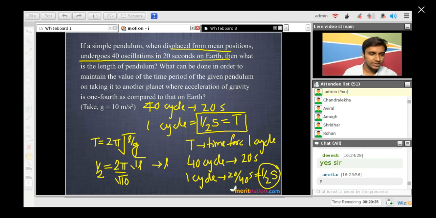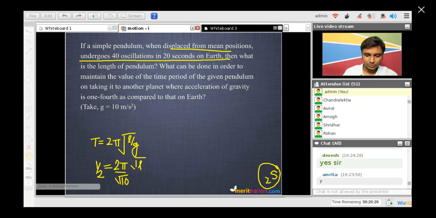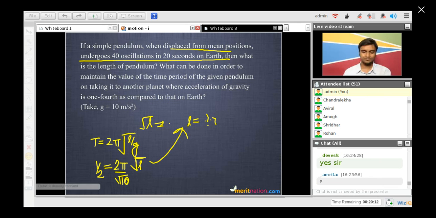Now, if you put in the formula which I have told you, that is 2 pi under root L upon G, you can easily get the length. You know the value of pi, the value of under root 10, the value of 2, 1 by 2, so you will get under root L is equal to something, so you will get L from this formula. This was the formula for length.